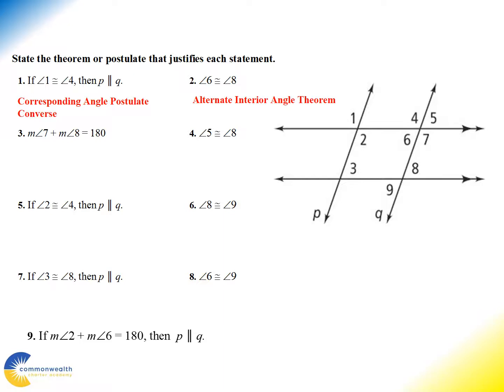For number 3, this is the measure of angle 7 plus the measure of angle 8 is 180. Well, here's 7, here's 8. The transversal they share again is Q. So it's these two lines here that we're looking at that define the relationship, and we already know they're parallel. So now the reason why those would be supplementary is that they are same side interior angles for these two parallel lines, and that's by the same side interior angle theorem.